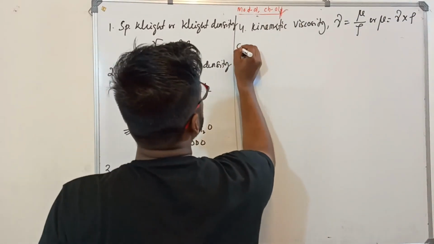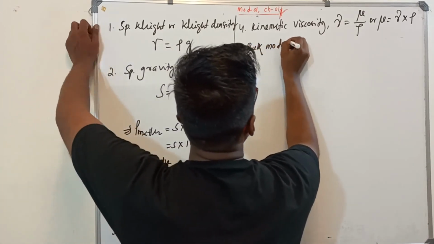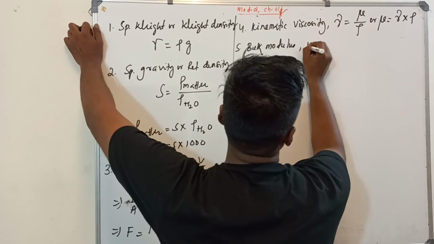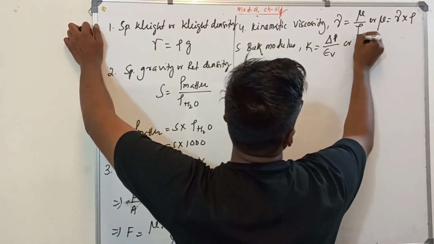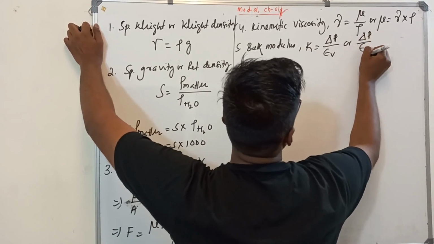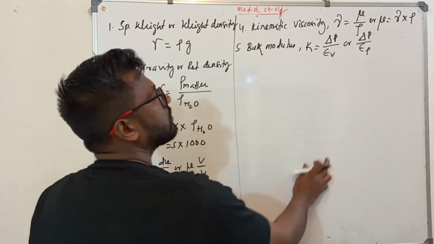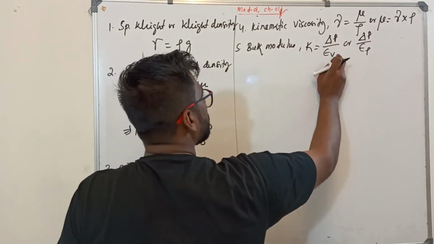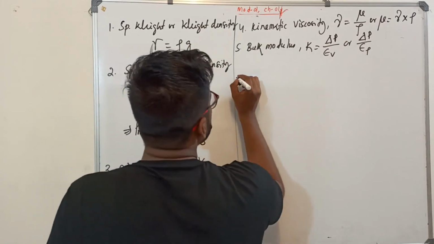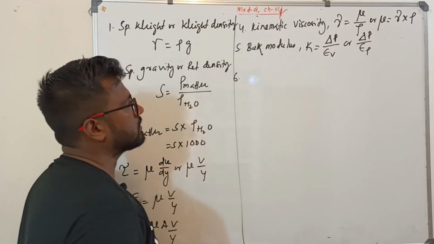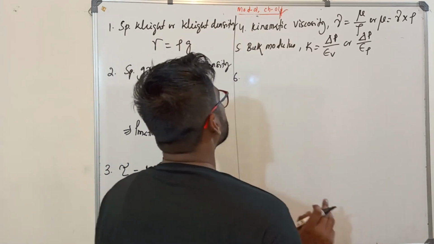Then we studied bulk modulus. That is K is equal to delta P by epsilon V or delta P by epsilon rho. That is change in pressure per volumetric strain, or change in pressure per density strain, where strain is change in volume per original volume or change in density per original density. That is your bulk modulus K. Then compressibility equal to 1 by K.